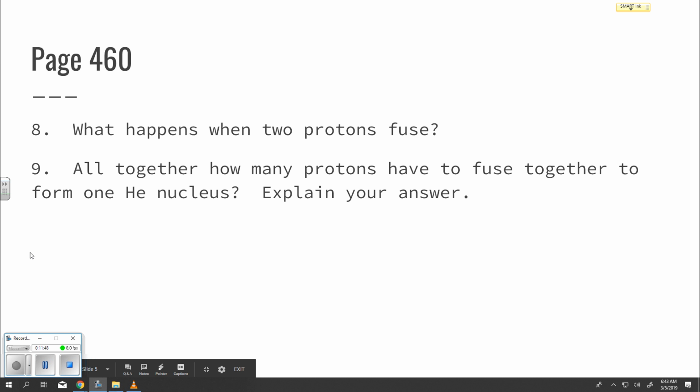Page 460. What happens when two protons fuse? Altogether, how many protons have to fuse together to form one helium nucleus? He is helium. Explain your answer.